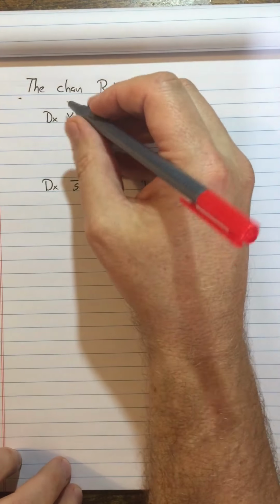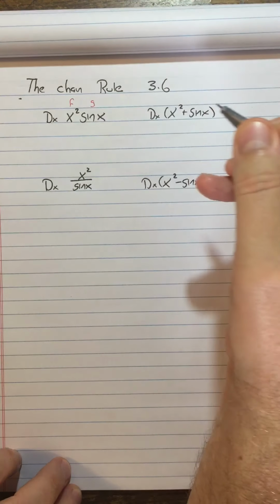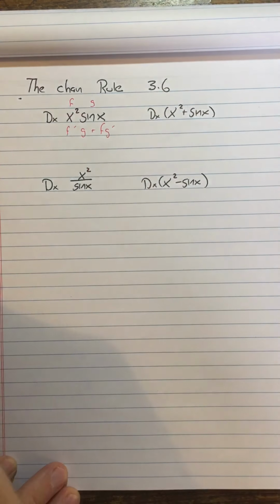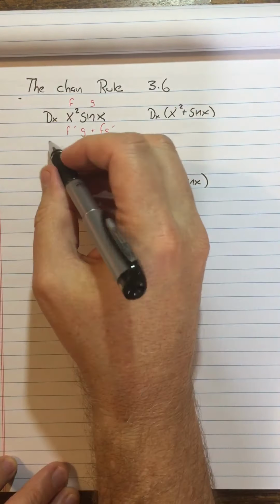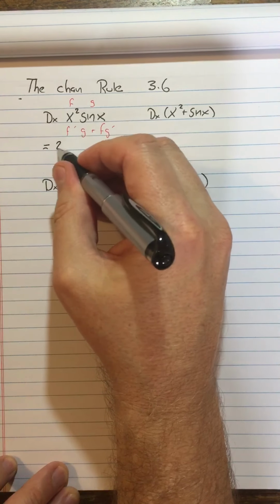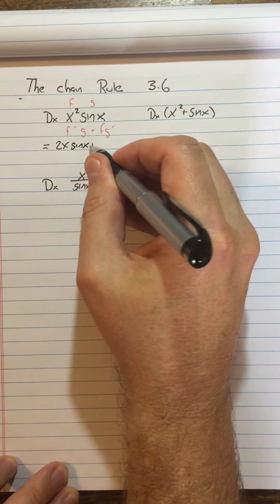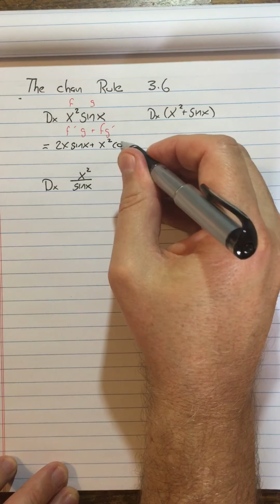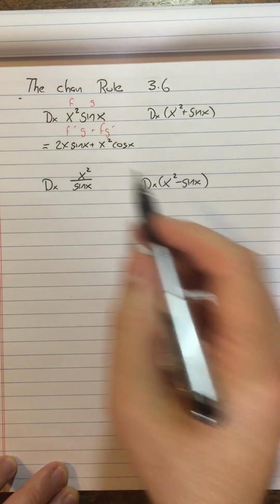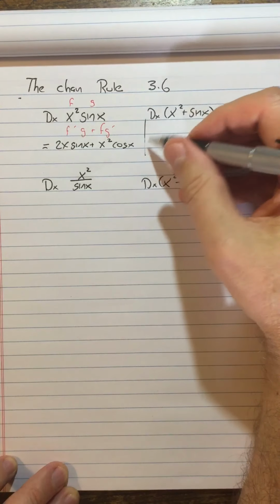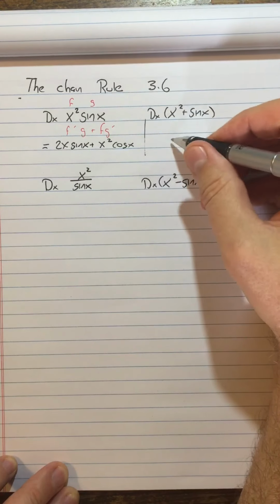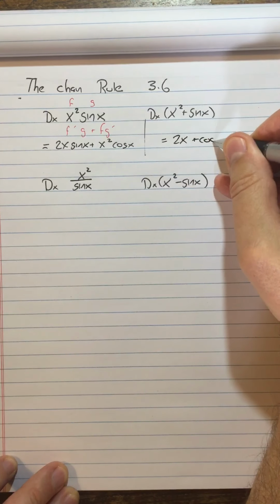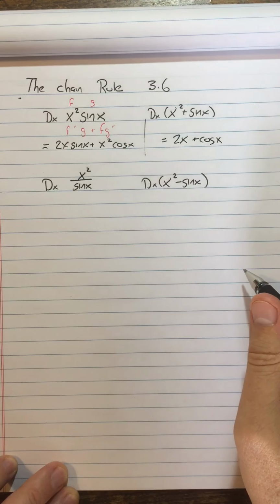All right, so the first one, we're going to use the product rule: f prime g plus f g prime. So the derivative of x squared sine x equals f prime, which is 2x, times g, which is sine x, plus f, which is x squared, times g prime, which is cosine x. That's the product rule because it's a product. When you have a sum, you can just do the two derivatives separately. So the derivative of x squared plus sine x is just 2x plus cosine x. Different rules for different operations.